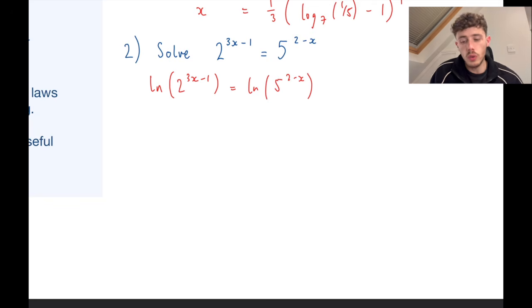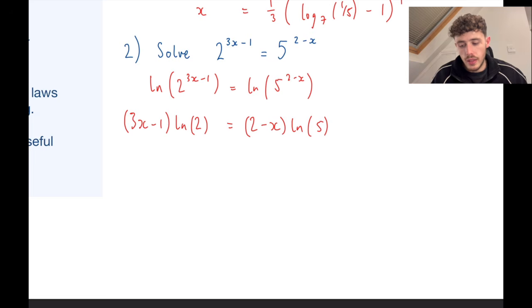So using our laws of logs that we learned in the last slide, if we have a power within the log itself, we can take that power and put it in front of the ln, or the log. So this is going to look like that. So 3x minus 1 in brackets ln 2 equals 2 minus x in brackets ln 5.